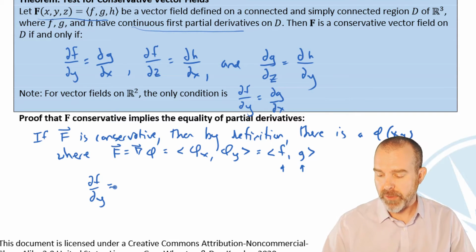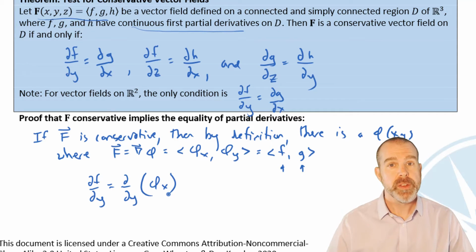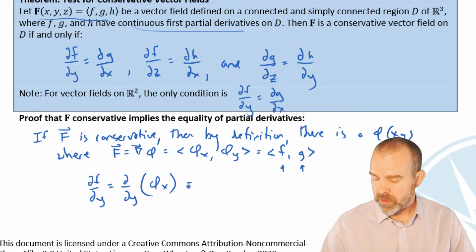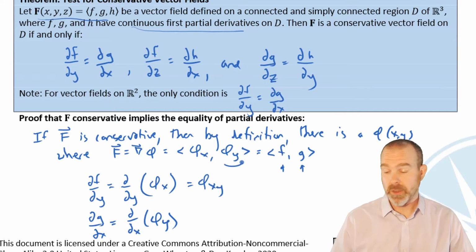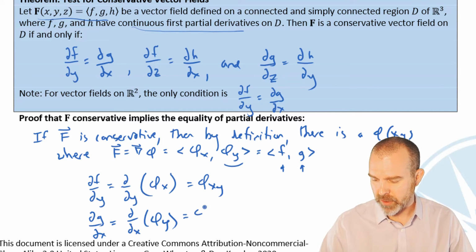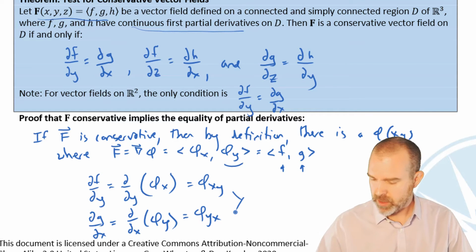Well, the partial derivative of f with respect to y is the partial derivative with respect to y of phi's partial derivative with respect to x. So that's phi xy. But the partial derivative of g with respect to x is the partial derivative with respect to x of phi, the partial derivative with respect to y. That's the other partial derivative. And we know mixed partials are equal.